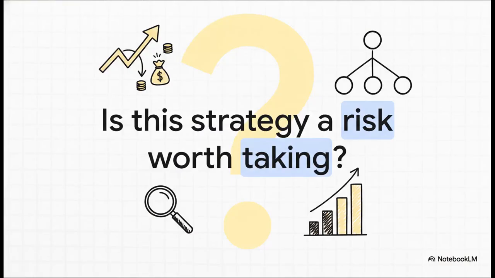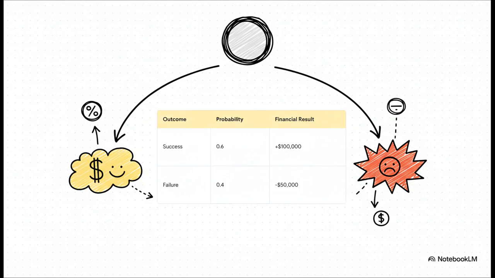This brings us to the big question, right? We have a potential strategy that looks good on paper, but is this market development plan a financial risk that's actually worth taking? The decision tree is going to give us a data-driven answer. I'm drawing the tree for us right now. Our main decision node is expand or not. From there, we've got two main branches for the possible outcomes.